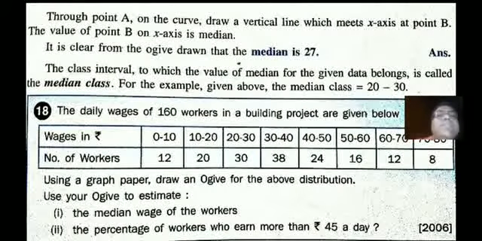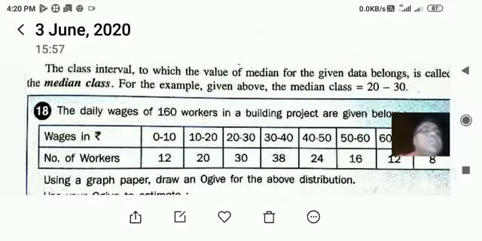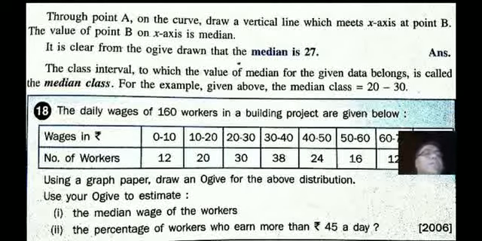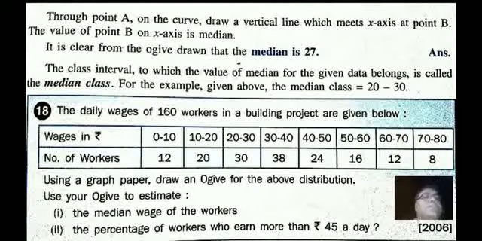So the 18th term shows your median, and the median value you can see from the graph shows nearly in between 25 and 30, so probably 26 or 27. So the point you can see is this. The median value is 27.